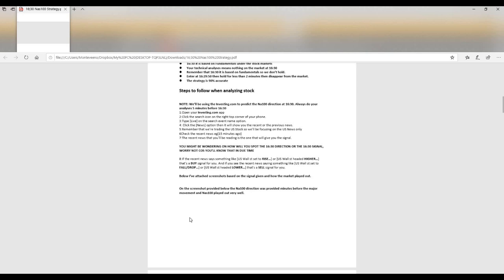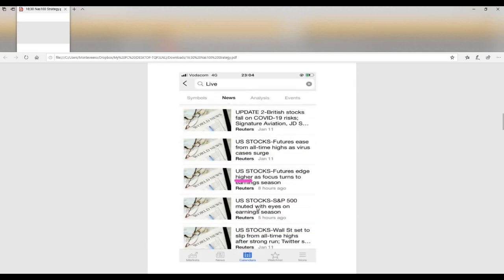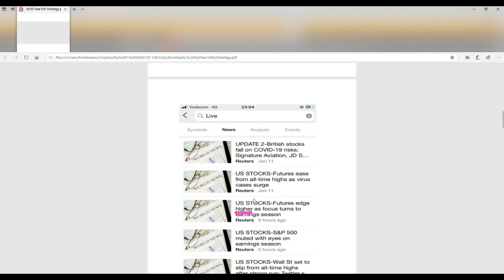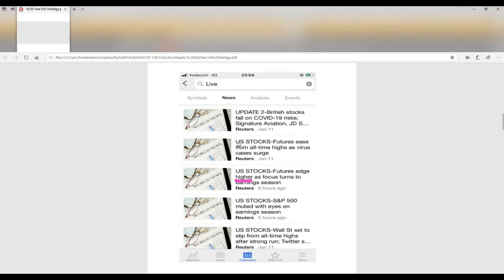On the screenshot provided below, the Nasdaq direction was provided minutes before the major move, and Nasdaq 100 played out very well. Okay, so let's look at this. We can see there's a lot of news happening, but the ones that we want to focus on are the ones about US stocks.